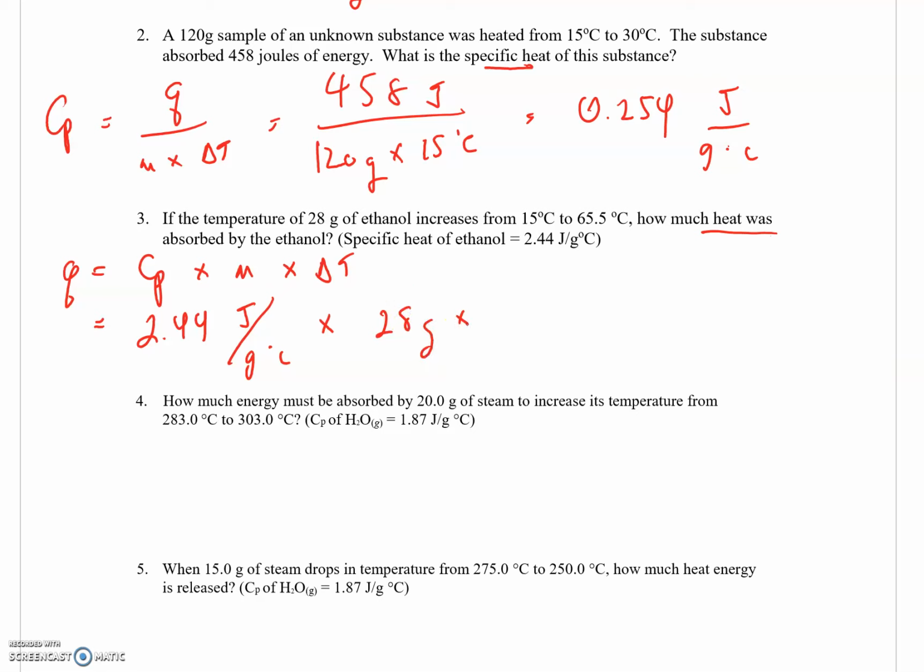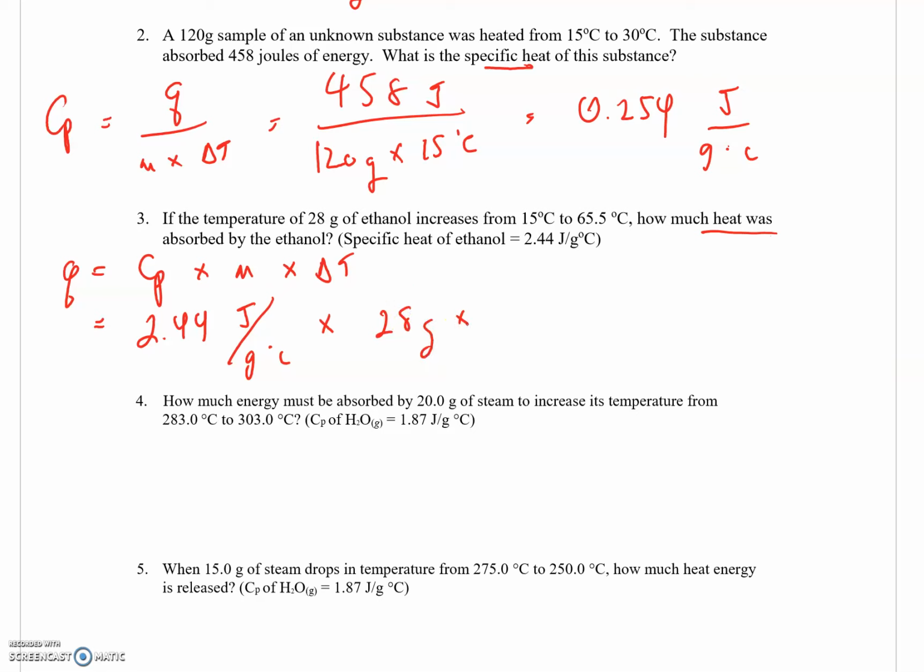Same one for number 4, where we have how much energy is absorbed. So our Q is equal to CP times M times delta T. We have a specific heat. This is of steam, and so the specific heat is going to be different from water. It's not 4.184, it's 1.87 joules per gram degree Celsius. Our mass is 20 grams, and our temperature is going from 283 to 303. So that is a delta T of 20 degrees Celsius. 1.87 times 20 times 20. Pretty easy, 748 joules.